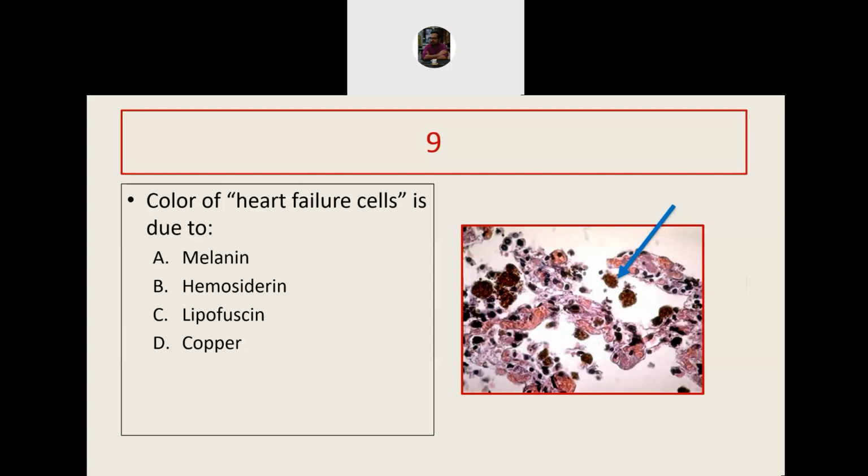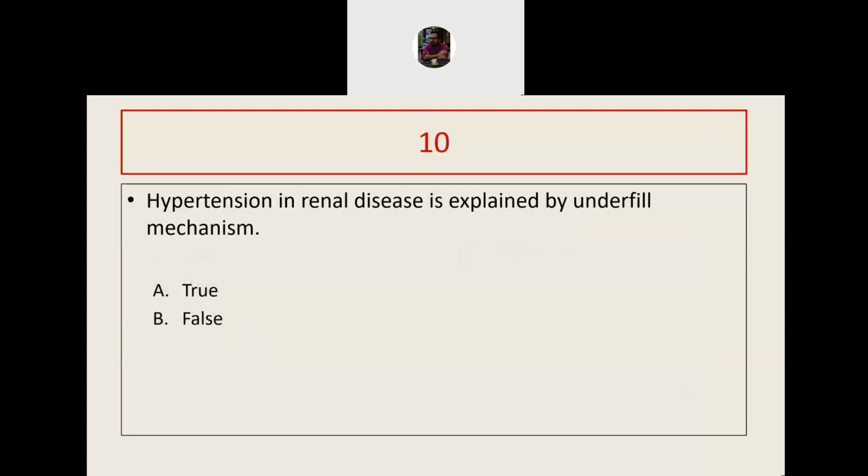Next question. Hypertension, that is high blood pressure, in renal disease is explained by underfill mechanism. Is the statement true or false? Okay, let us discuss these few issues and then we'll get back to these questions.